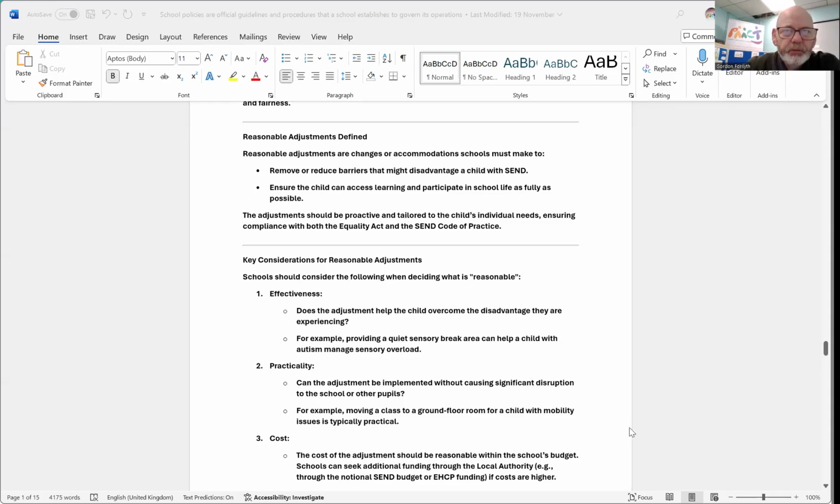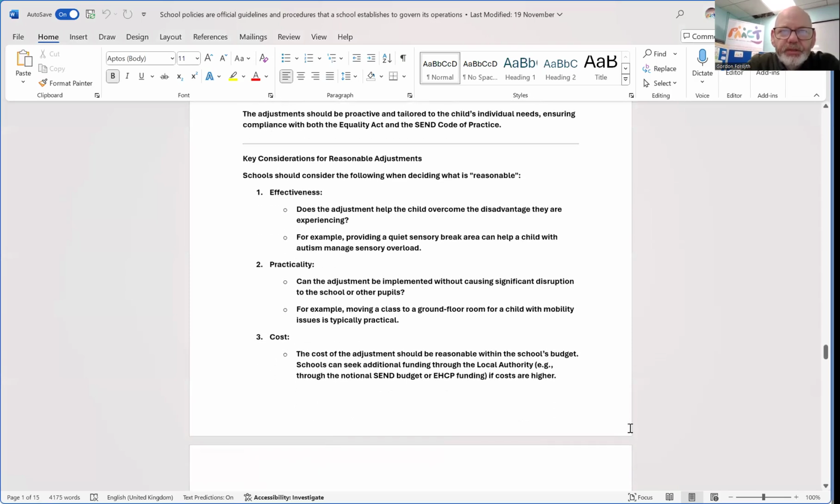So, as I said, reasonable adjustments are changes or accommodations schools must make to remove or reduce barriers that might disadvantage a child with SEND, and to ensure the child can access learning and participate in school life as fully as possible. The adjustment should be proactive and tailored to the child's individual needs, ensuring compliance with both the Equality Act and the SEND Code of Practice.